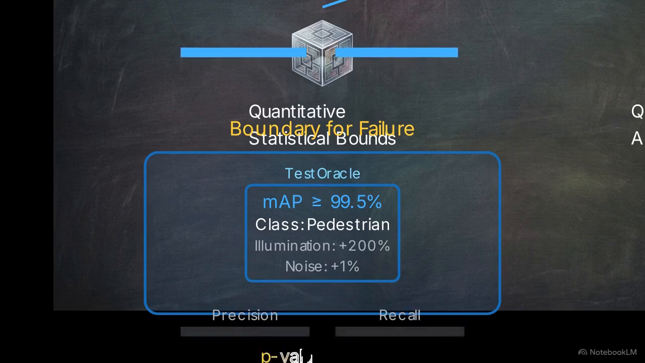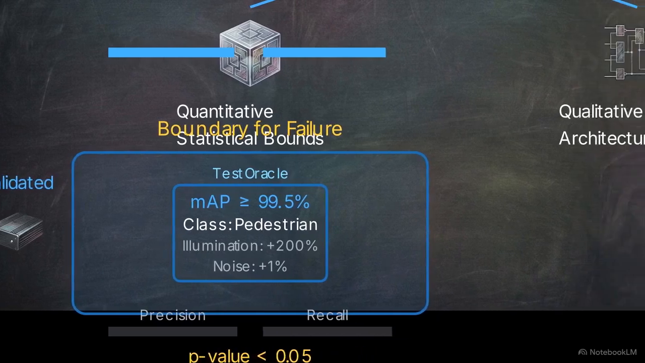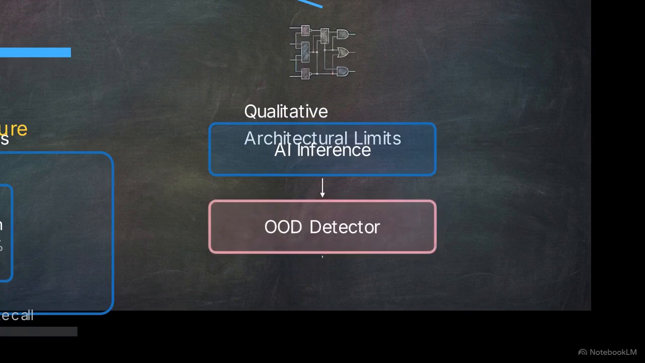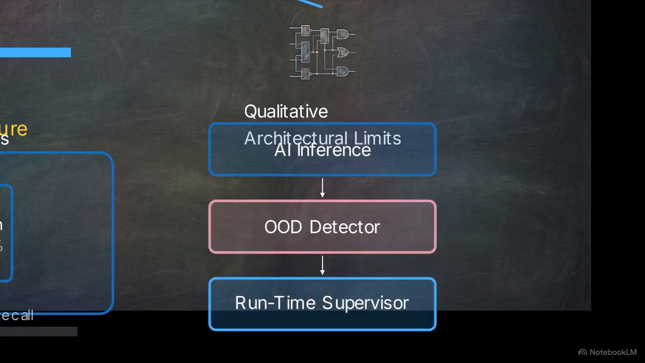MAP is a metric that evaluates both the precision and recall of object detection models across different confidence thresholds. This formulation dictates the p-value for testing. It proves to developers exactly how much specific noise-injected data is required to mathematically validate the model's performance. Massive datasets and statistical thresholds alone are insufficient to cover every rare, catastrophic edge case. This requires the qualitative track.